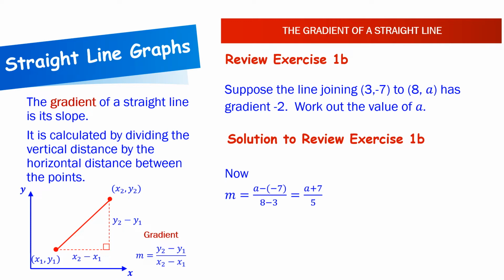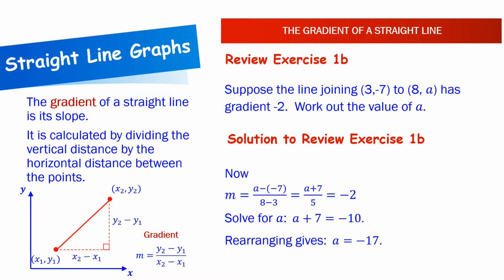Tidying up gives (a plus 7) over 5. We know that this is equal to minus 2. Now solve for a. Multiplying out, (a plus 7) over 5 equals minus 2 gives a plus 7 equals minus 10. And finally, rearranging gives a equals minus 17.